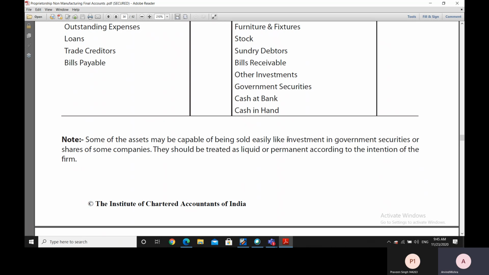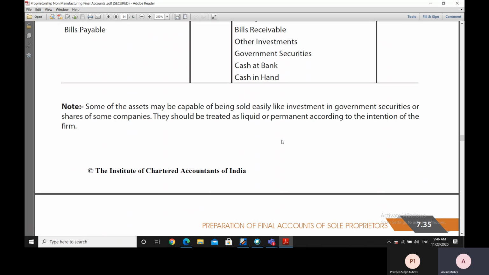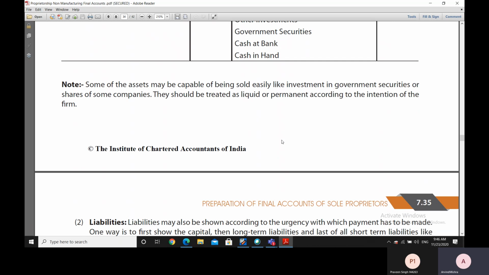We should note that some of the assets may be capable of being sold easily, like investment in government securities or shares of some companies. So they should be treated as liquid or permanent according to the intention of the firm, whether the intention is to sell them off or to keep them for more time. Accordingly, they can be put in the sequence as desired.